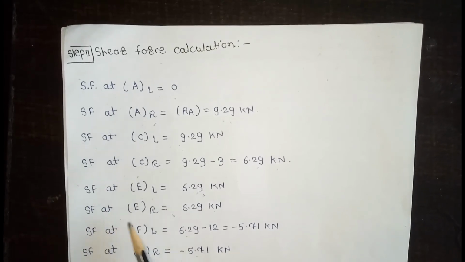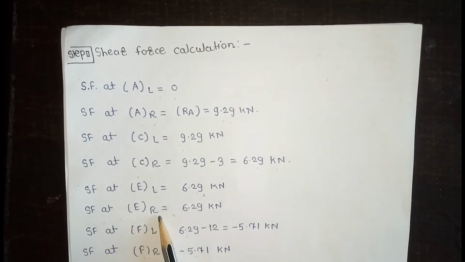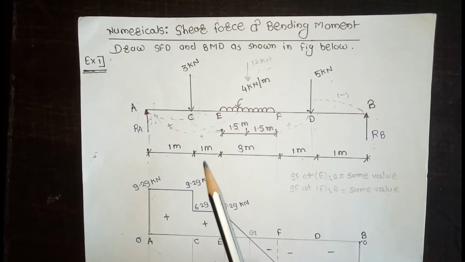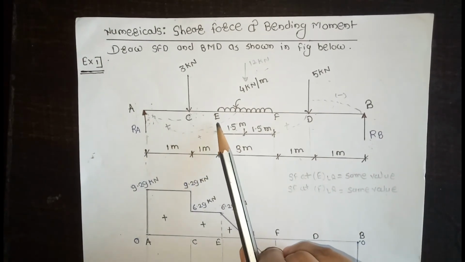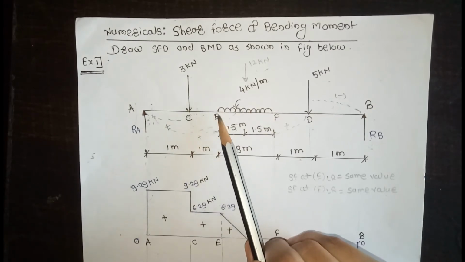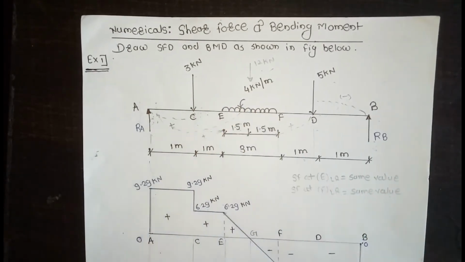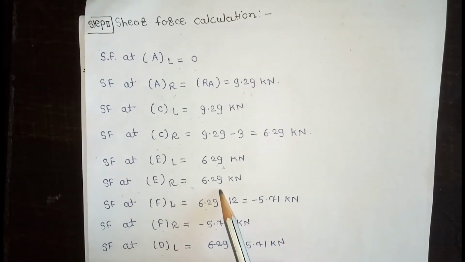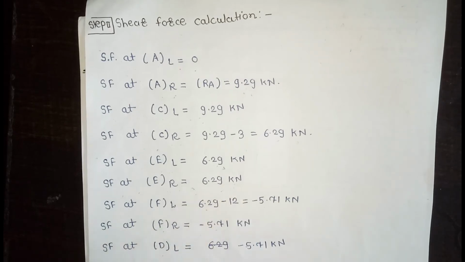Then shear force at E right is equal to 6.29 kilonewton. There is no force acting at its own point, that means E point. Therefore, as it is the previous value, E right is equal to 6.29 kilonewton.